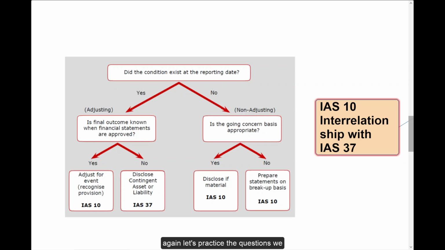Again, let's practice the questions. We will get better and better. Trust me on this. That's how I did it. That's how students who have passed this exam have done it with me. We don't need to be perfect. We don't need to be experts in these standards. Certainly not. Many students that I've taught have passed with just a reasonable level of knowledge and some good old hard work.